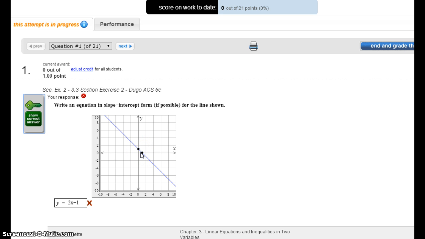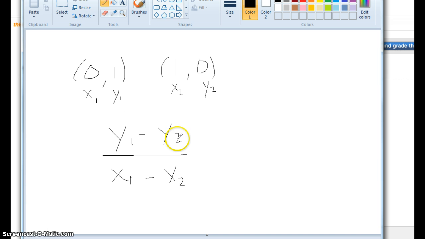So to write the equation of this line, we need to find what the 2 points are, and then we can use those points to find the slope. And then we can figure out what the y-intercept is. So this first point right here, this is the point 0, 1, and this is the point 1, 0. So we have 0, 1, and 1, 0 as our 2 points on that line.